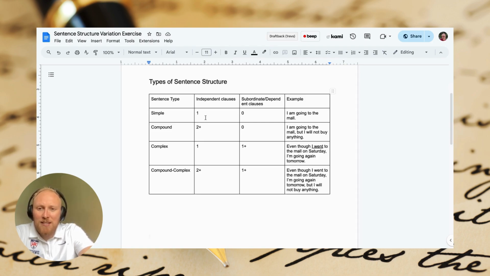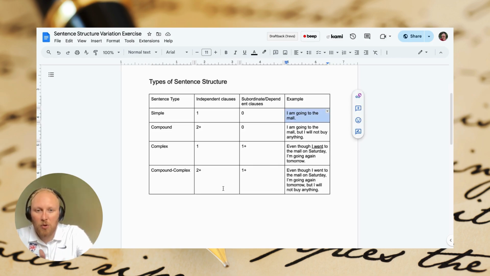A simple sentence is one independent clause. Now, from a grammatical standpoint, technically a simple sentence can be long. It doesn't have to be short. Really, it's referring to the number of independent clauses. It means there are zero dependent or subordinate clauses, and there's only one independent clause. Now, you could have several phrases stacked in a sentence, and it could be rather lengthy, but grammatically speaking, it has only one independent clause. So easy example, I'm going to the mall.